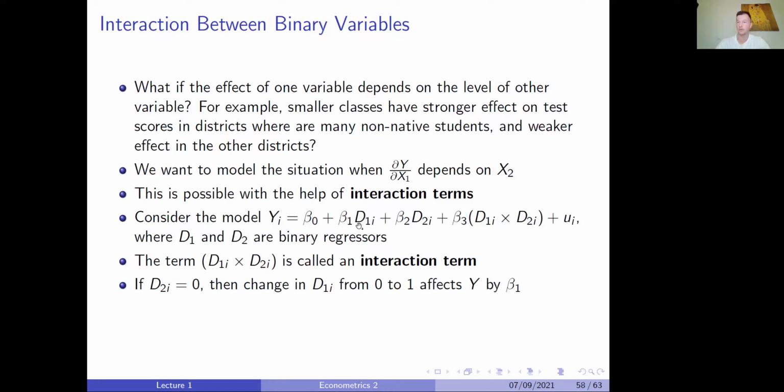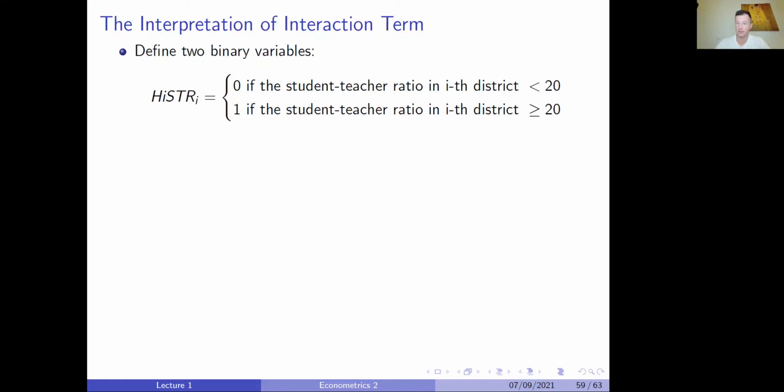You should remember this from the previous discussion on the binary regressors. If D2 equals 1, then this is 1 and this is 1. And whenever D1 changes from 0 to 1, beta 1 and beta 3 now turn on. So it means that y is affected by beta 1 and beta 3 together. That's exactly what we want: the effect of D1 depends on the level of D2. Let's see how it works in the example.